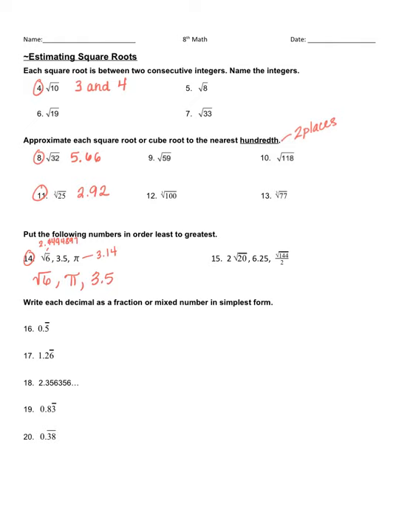Okay, down at the bottom, write each decimal as a fraction or mixed number in simplest form. So I'm going to do 16. 0.5 repeating. You can put that in your calculator, or you can choose to set it equal to x and follow the steps that I showed you in the lesson.